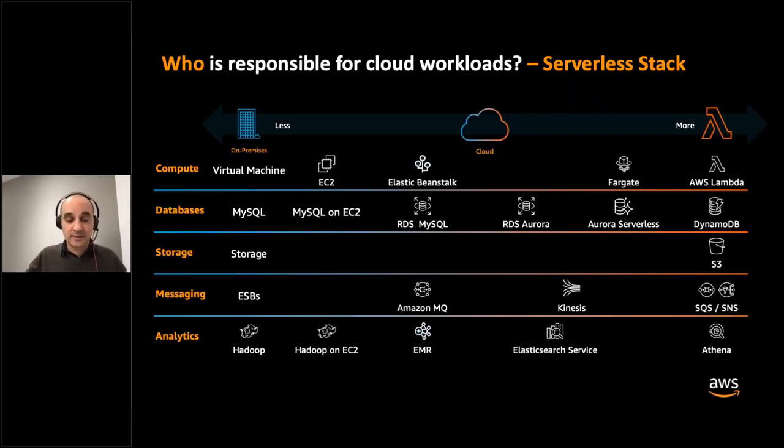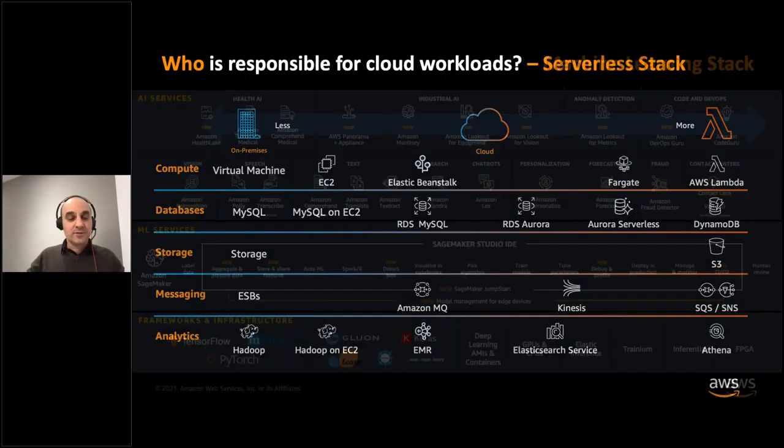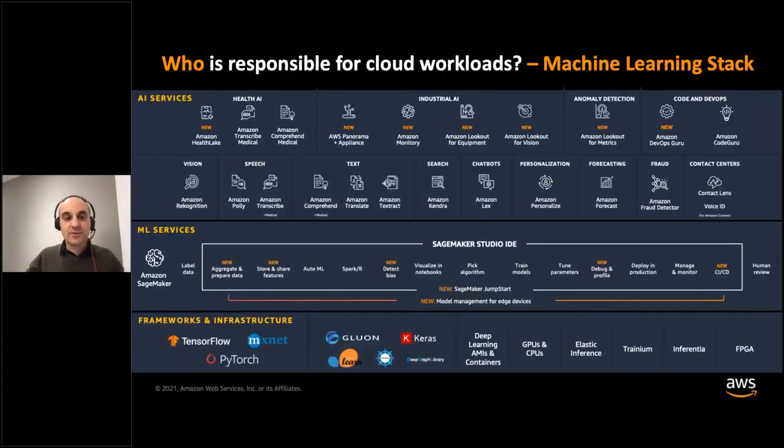Andy Jassy, the CEO of AWS, said at a certain point that if we were to rebuild AWS from scratch, then we would certainly use the serverless strategy to rebuild the existing services. So this is how we think developers and companies should target the future for building new solutions. We also see it, apart from serverless, in the machine learning stack.